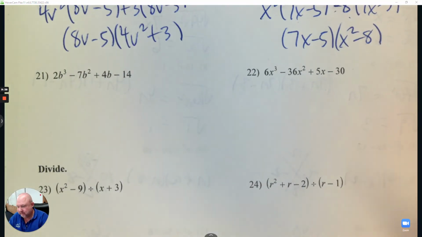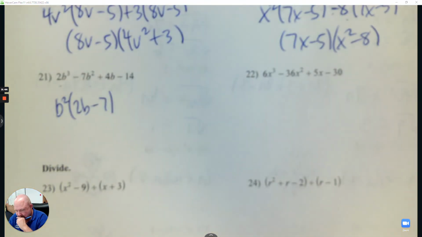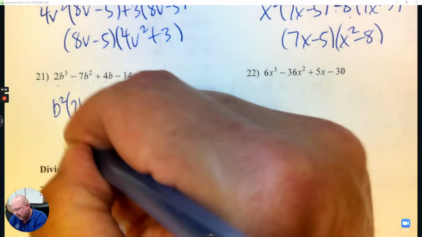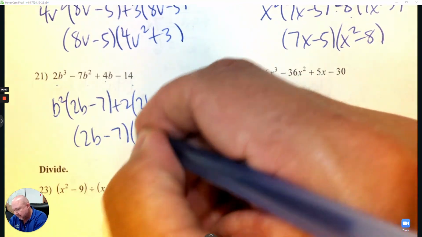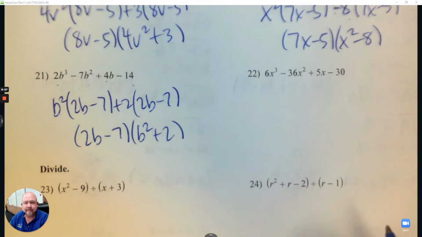Two more like this. Factor out the first 2. That's b squared, and then divide. Factor out the last 2. That's a 2. And divide. And then write down the matching factor and the 2 and what's in front of each factor.